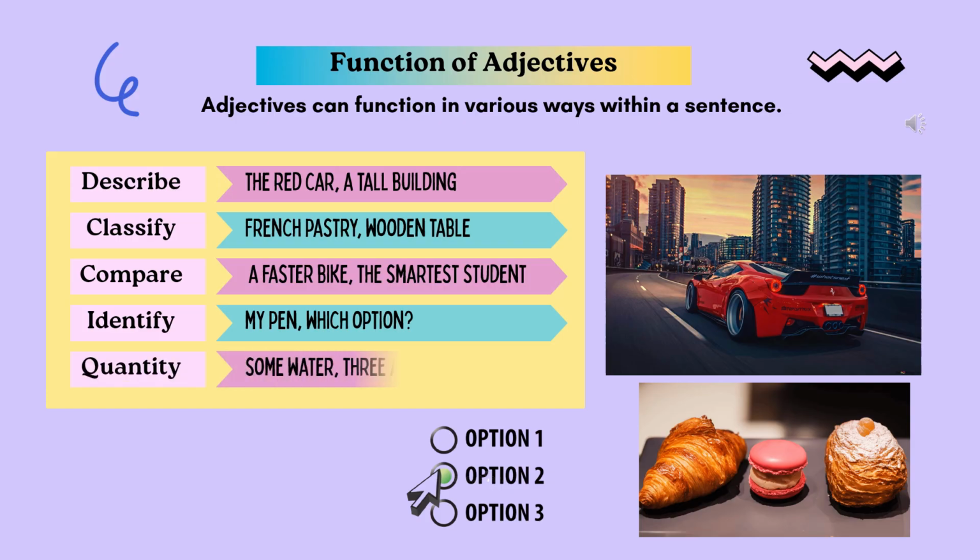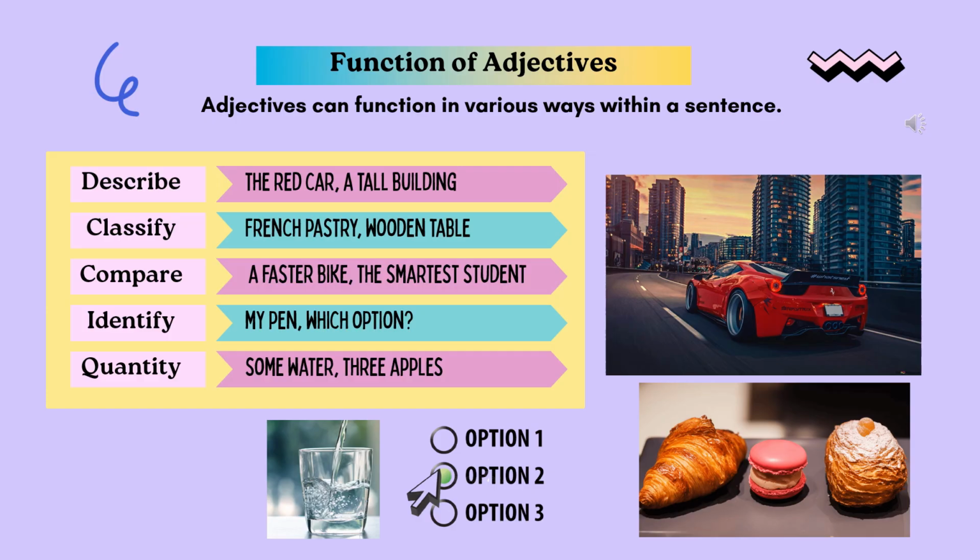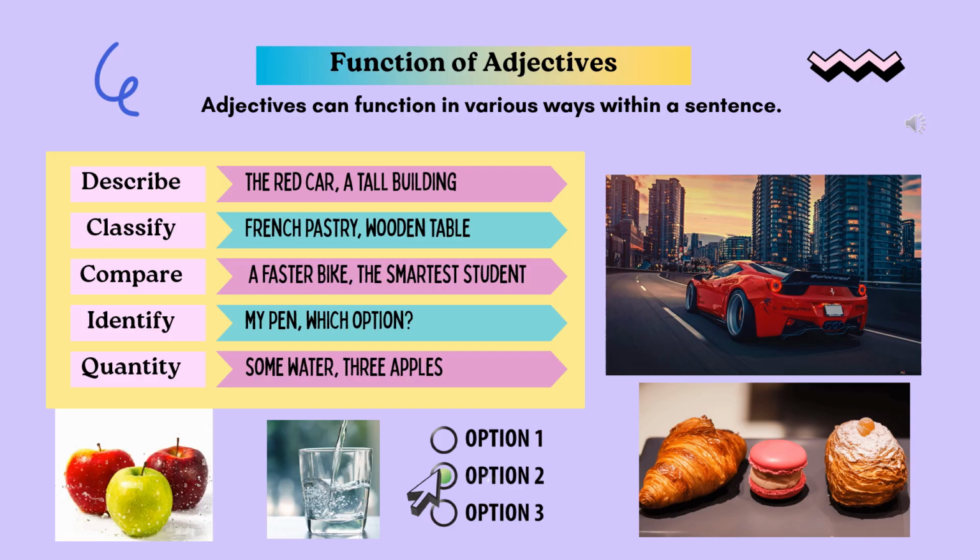And finally, they quantify. They tell us how much or how many of something there is, for example, some water or 3 apples. In summary, adjectives are versatile. Whether they are describing, classifying, comparing, identifying, or quantifying, their main role is to add clarity and detail to our noun.